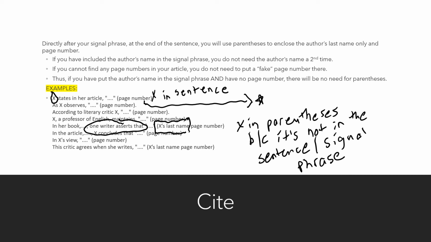So, once again, if the signal phrase has the author's name, you don't need to write it again in the parentheses. If the signal phrase you've chosen to write does not have the author's name, then you do have to put it in parentheses. That is the proper citation. Not only quotation marks if you've quoted it directly. Of course, quotation marks you have to quote word for word. And I have another slideshow coming up on that. But then you have the page number if you can find the page number.